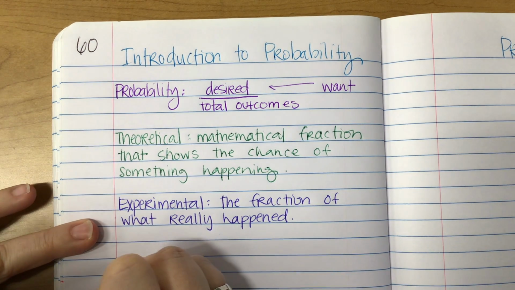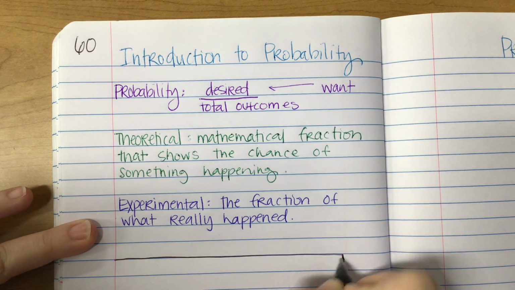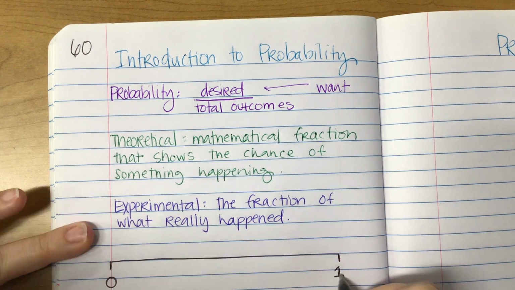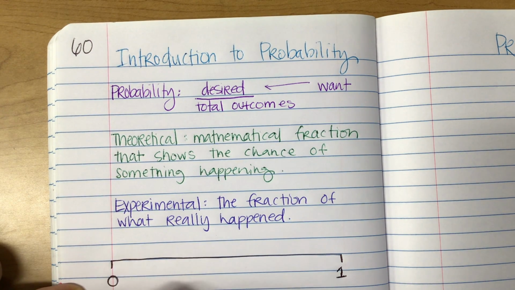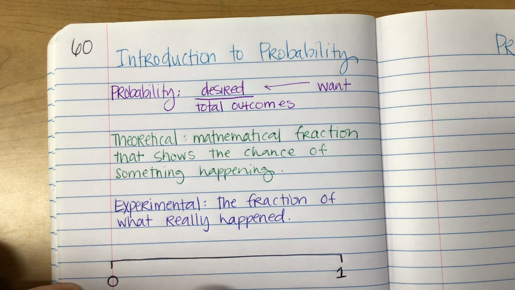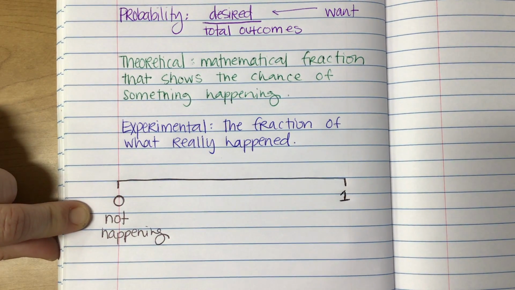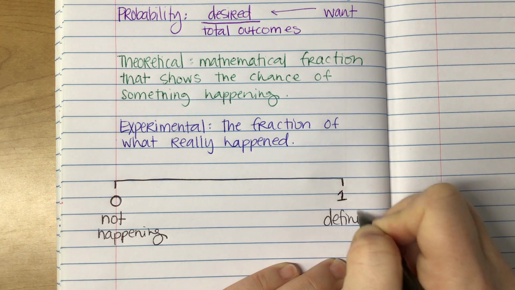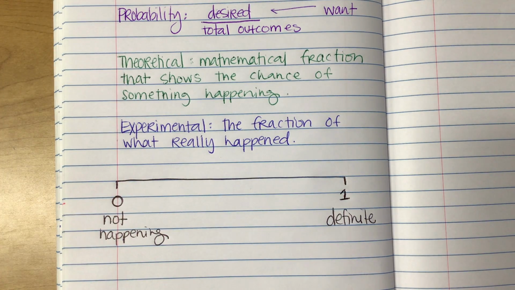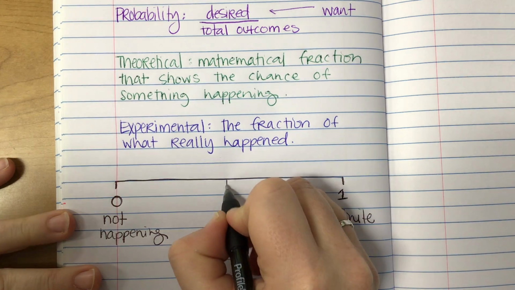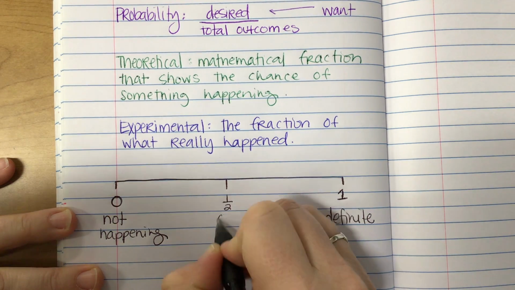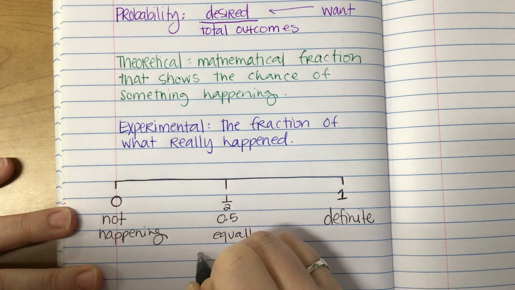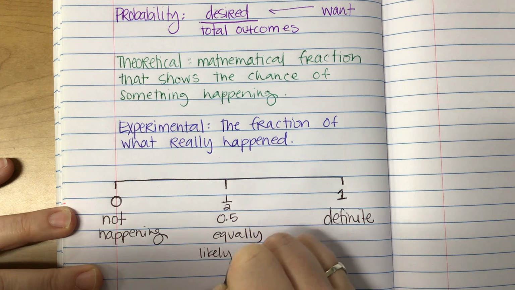Probability lives on a number line. Our number line for probability is 0 to 1. And 0 is not happening. 0 chance. And 1 is definite. Means it's going to happen. In the middle lives 1/2, or 0.5, which is equally likely, unlikely.